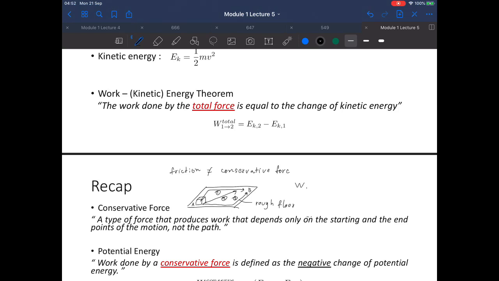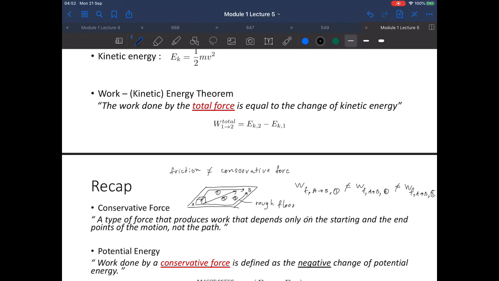Okay, so the work done by friction from A to B using path 1 would not be equal to the work done by friction from A to B along path 2, and is not equal to the work done by friction from A to B along path 3. Okay, so this means that the work done by friction does depend on the path and not just the starting and the end point. So friction is not a conservative force.